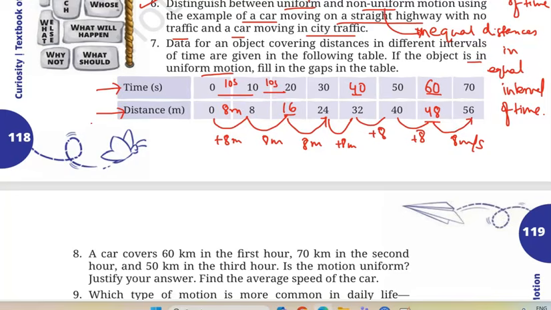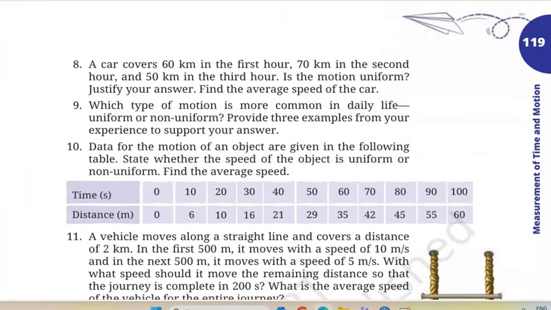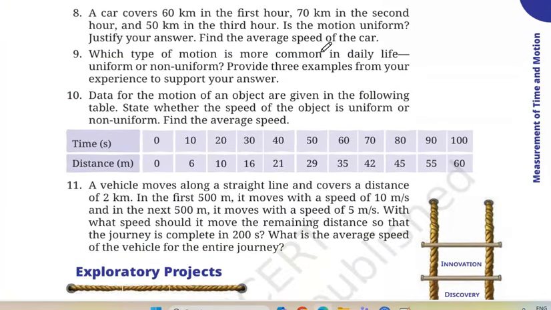All right, now going to question number 8. A car covers 60 kilometers in the first hour, then 70 kilometers in the second hour, and 50 kilometers in the third hour. Is the motion uniform? Justify your answer and find the average speed of the car.